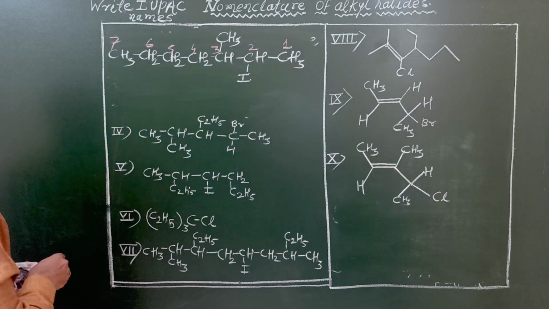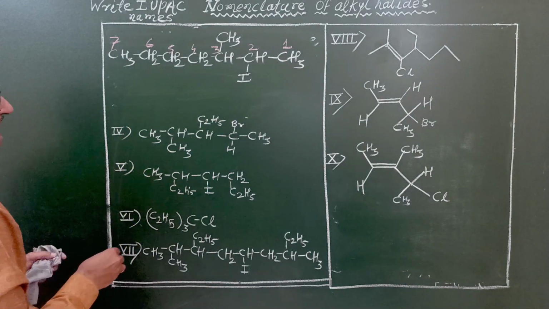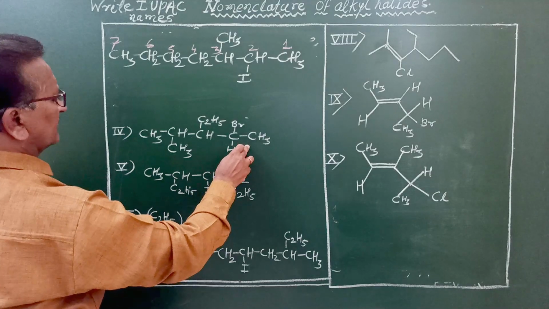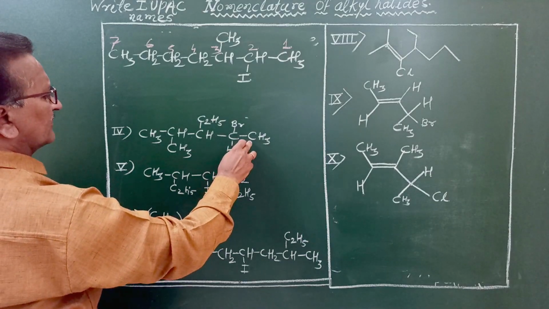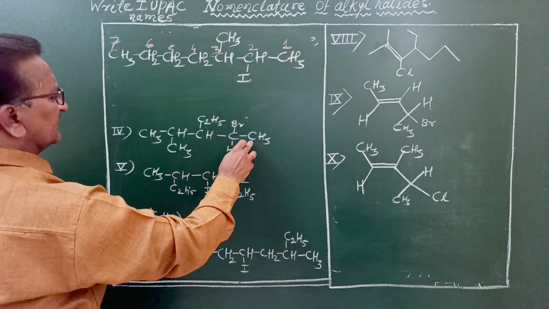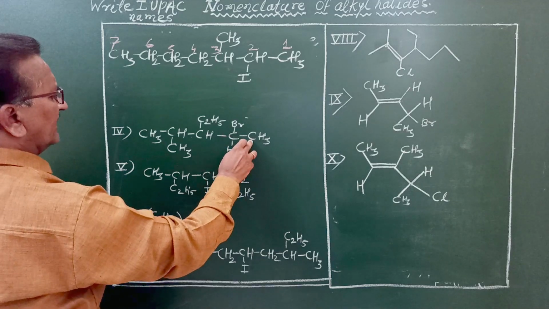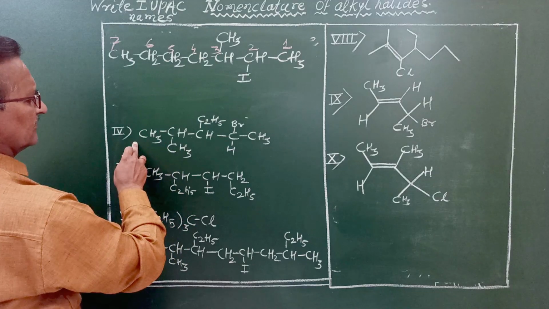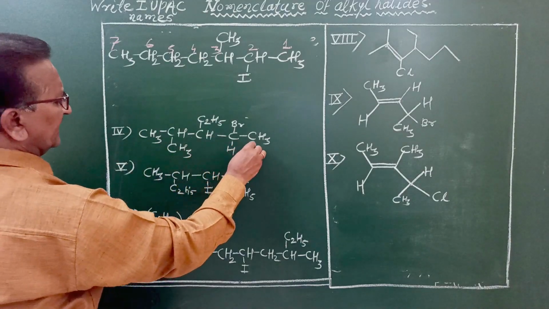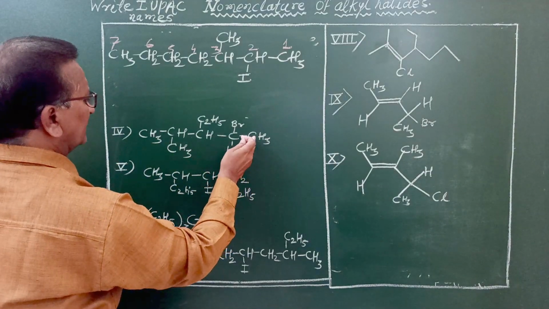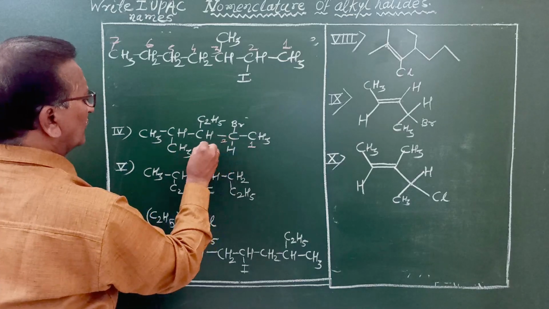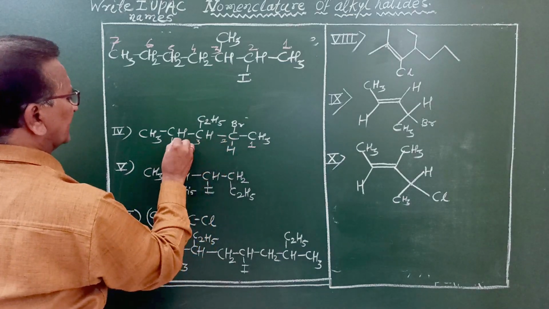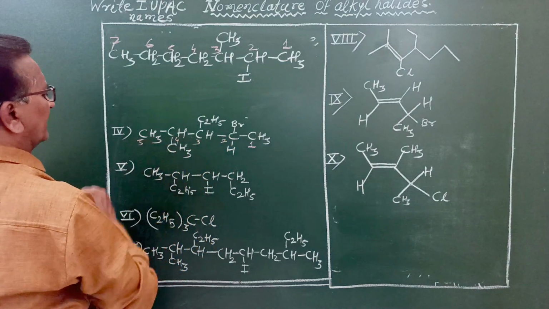2-iodo 3-methyl heptane. This is the IUPAC name. Let us see this compound. In this compound, CH3, 1, 2, 3, 4 and 5. Numbering should be started again from this end, from right to left. 1, 2. This is carbon number 3, carbon number 4, carbon number 5.